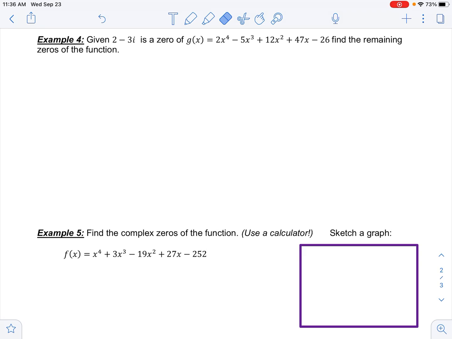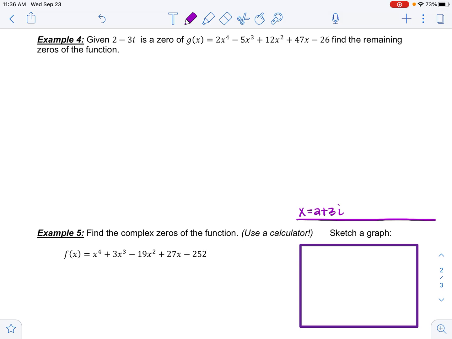Okay, go ahead and pause the video. Try this one on your own. When you unpause, I'm going to tell you the answers first. All right, so the answers are x equals 2 plus 3i, x equals negative 2, and x equals 1/2. So if you got that, you can go ahead and fast forward to example 5, the calculator problem. If you didn't, or you got stuck somewhere, let's look.